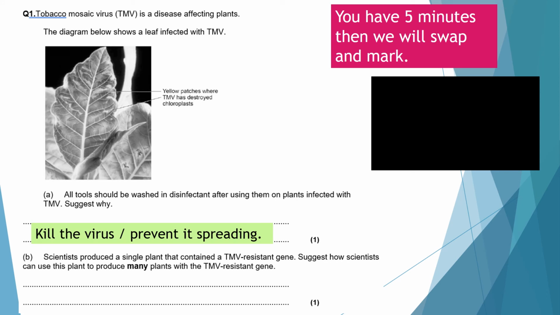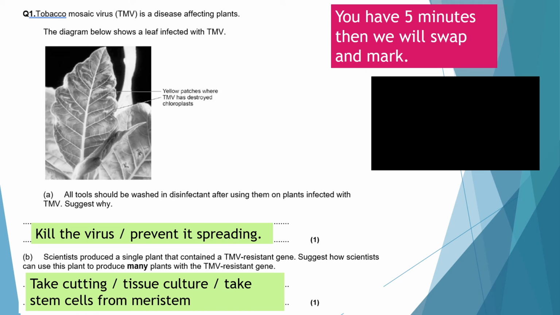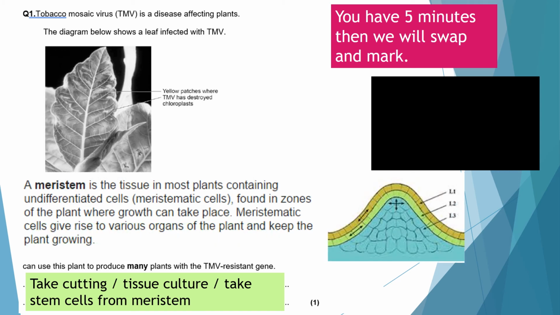It's to kill the virus or prevent it from spreading, obviously. And take a cutting or do a tissue culture or make stem cells from the meristem so we can reproduce that resistant gene. Just if you couldn't remember, a meristem is the tissue in most plants containing undifferentiated cells or stem cells, so it's like our bone marrow. It's found in the zones where growth takes place, so normally in roots and shoots.